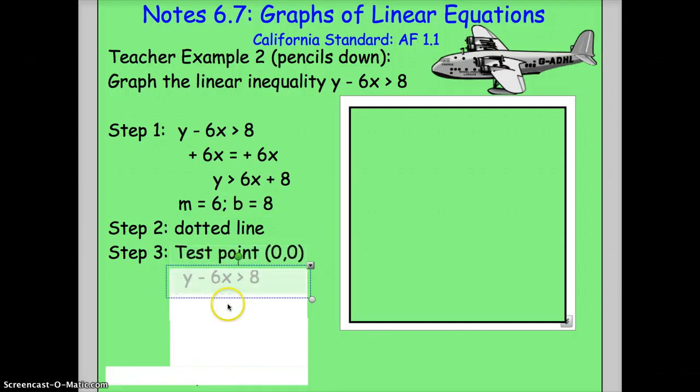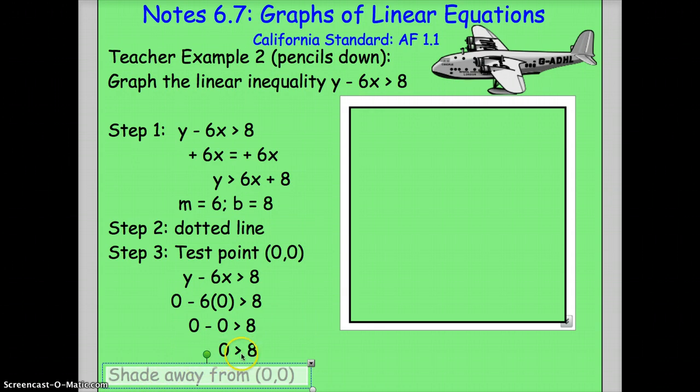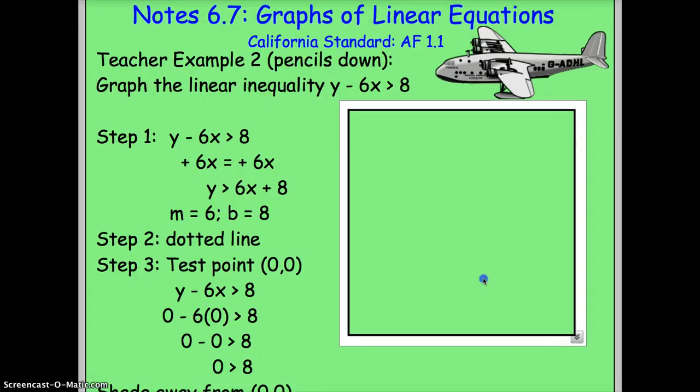So plugging 0, 0 into the equation, 0 minus 6 times 0, and of course 6 times 0 is just 0. So I've got 0 minus 0 is greater than 8, which means 0 is greater than 8, which is not true. So that means you want to shade away from 0, 0, the opposite half plane. So let me go ahead and show you my graph now.